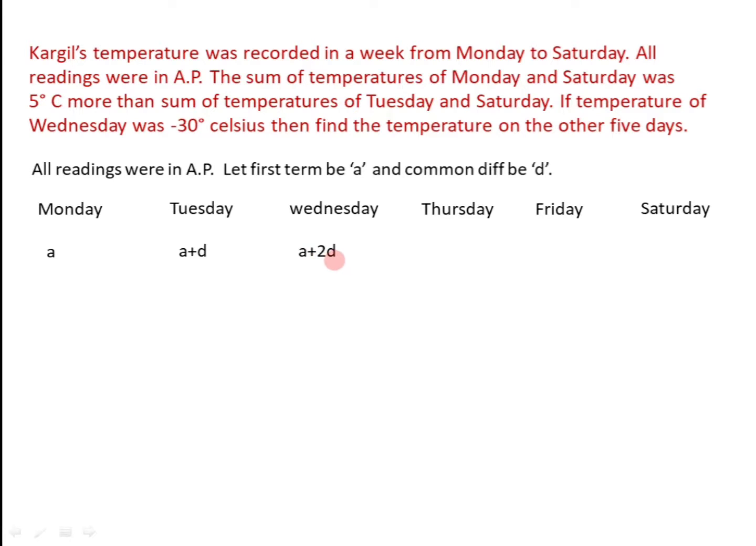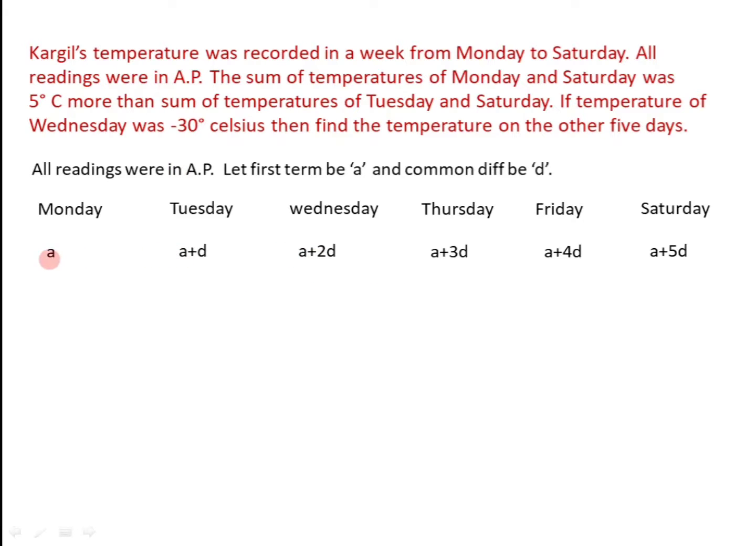In the same way, to find the fourth term, that is the temperature on Thursday, we add D again to the previous term, so that should be A plus 3D. In the same way, the temperature on Friday, that is the fifth term, should be A plus 4D, and the sixth term should be A plus 5D. So these are the temperatures we get from Monday to Saturday as all the readings are in AP.